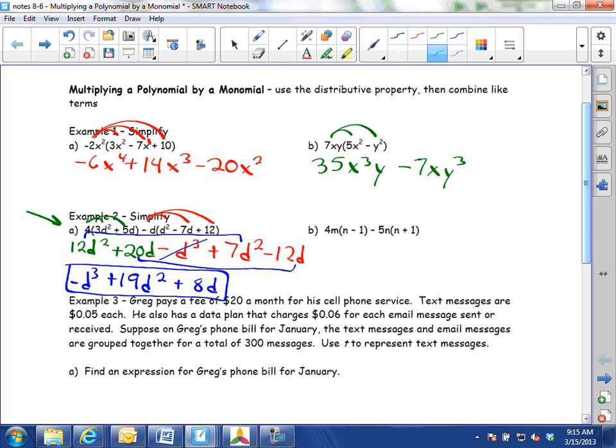Okay, let's try B. So distribute through, and distribute through. I wonder what we have for this first group. 4 and then minus 4, and 3, minus 4. That's 40. There's no e in that one.